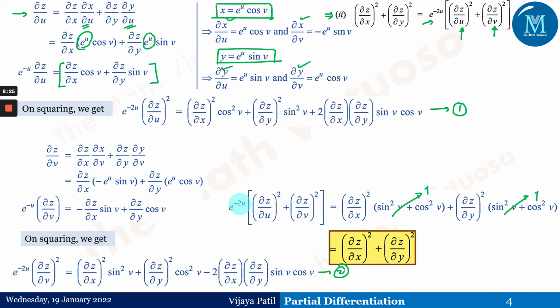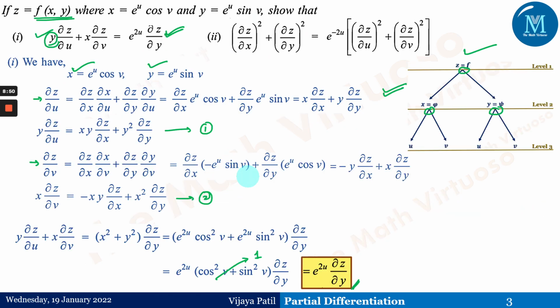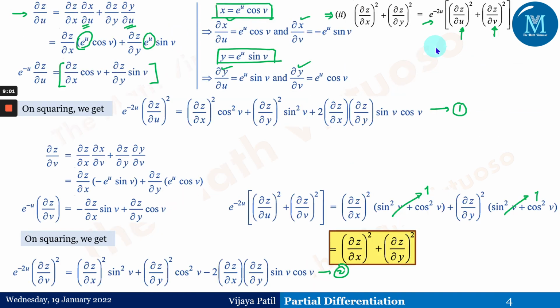So this is e to the power minus 2u times [(∂z/∂u) the whole square plus (∂z/∂v) the whole square] equals (∂z/∂x) the whole square plus (∂z/∂y) the whole square. This is the approach for this type of example. Though it looks a little difficult, with many ∂ and x, y, z, u and v, if we try to solve it the way we have done here, you will understand it. So always try to draw this type of diagram for whichever question is given to us, then it will be easy for you to go about it.